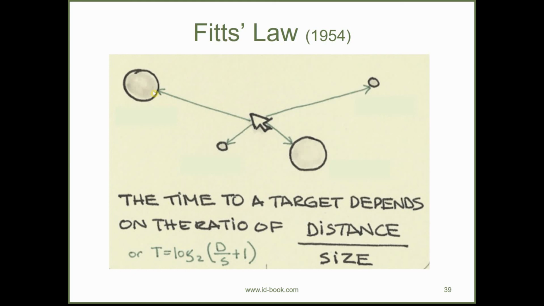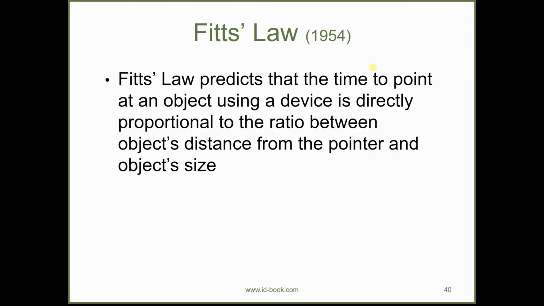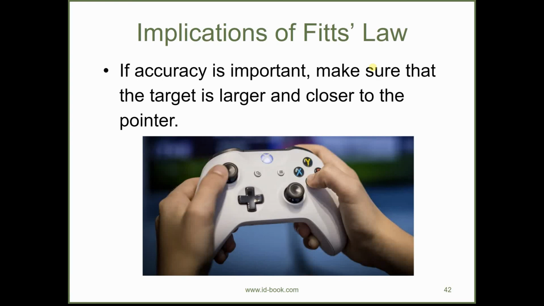Okay, so that's what Fitts law is trying to say, and it's very intuitive. So Fitts law basically predicts that the time to point at an object using a device is going to be directly proportional to the ratio between the object's distance from the pointer and object size. So why is Fitts law important? So let's look at it with the help of some diagrams.